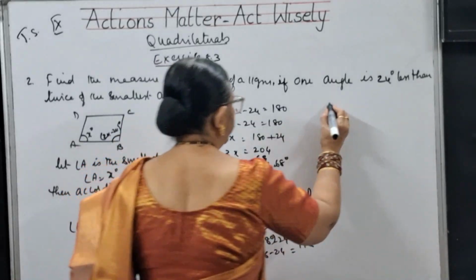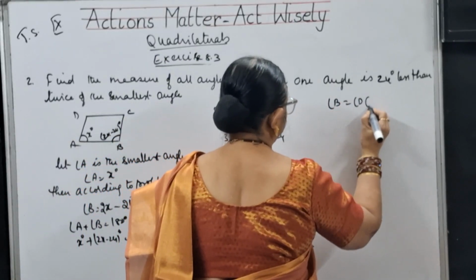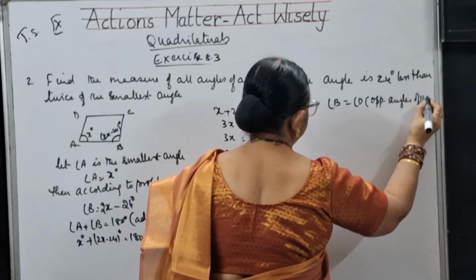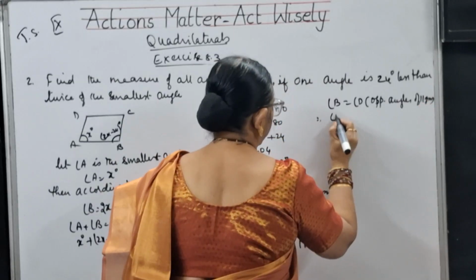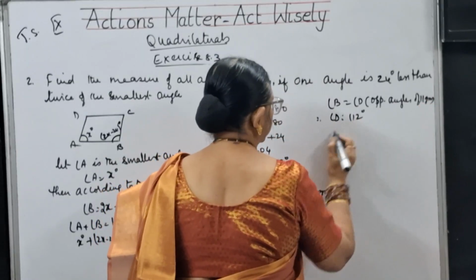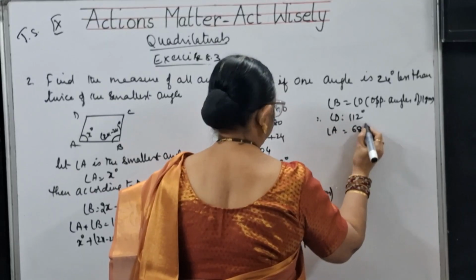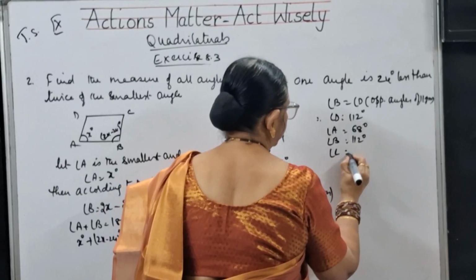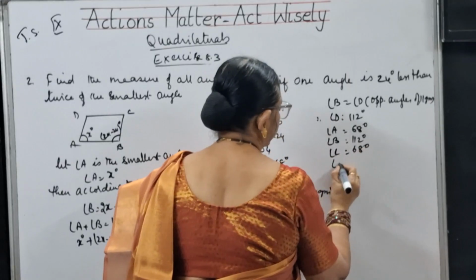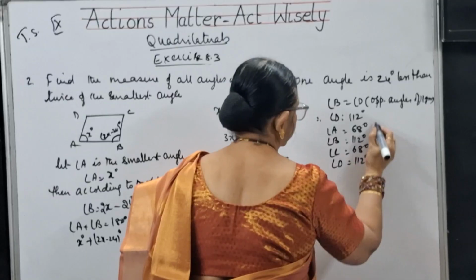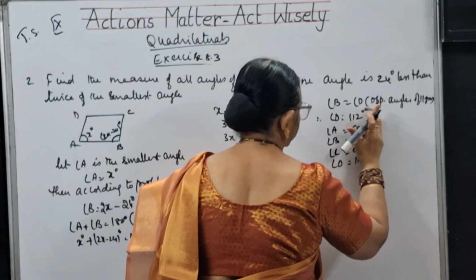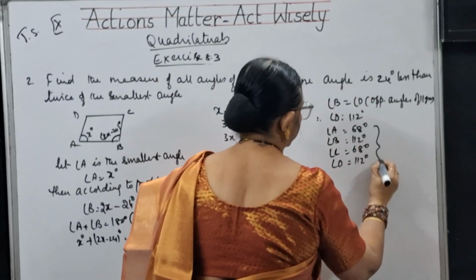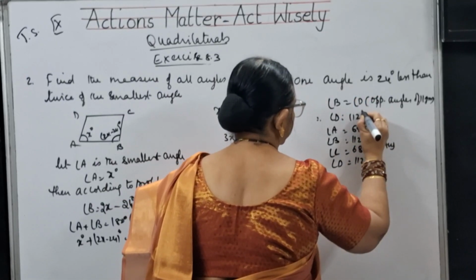112 degrees. Angle B is equal to angle D. They are opposite angles of a parallelogram. Therefore, angle D is also equal to 112 degrees. So, angle A is 68 degrees, angle B is 112 degrees, angle C is 68 degrees, angle D is 112 degrees. These are the answers.